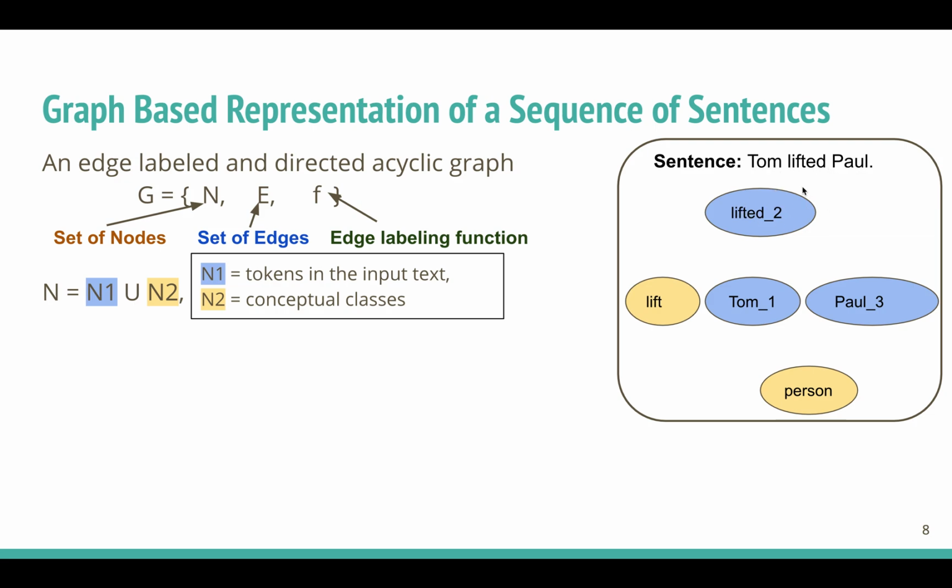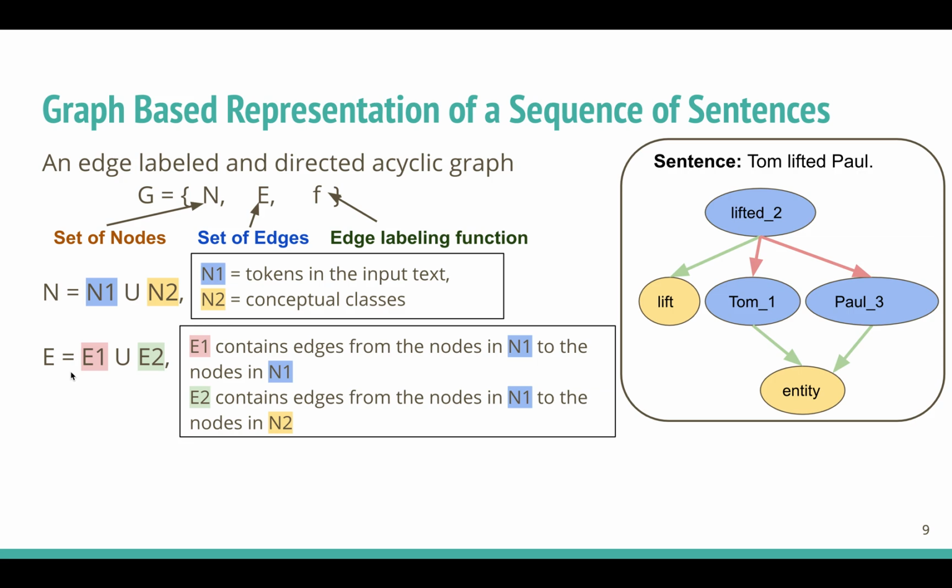For example, blue nodes here in this graph are a representation of the nodes that are present in the N1 set. For example, here lifted_2 is a token node, where _2 represents the index of lifted in this sentence or sequence of sentences. Now N2 contains nodes which are a representation of classes or concepts corresponding to the token nodes. For example, here lift represents the concept of lifting, lifted, and person represents the concept of Tom and Paul.